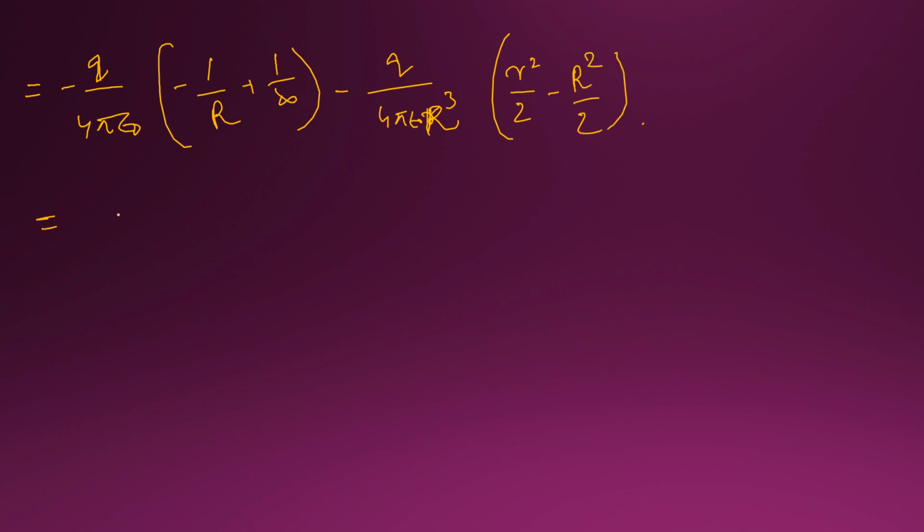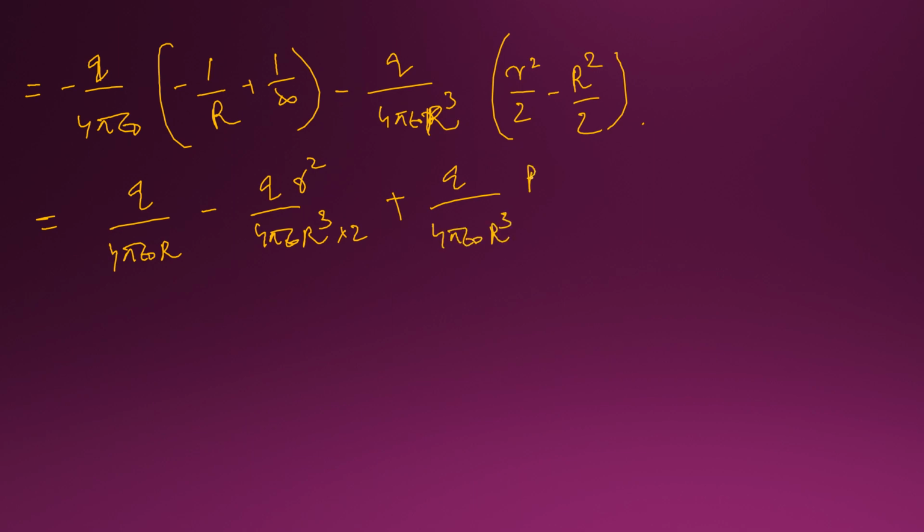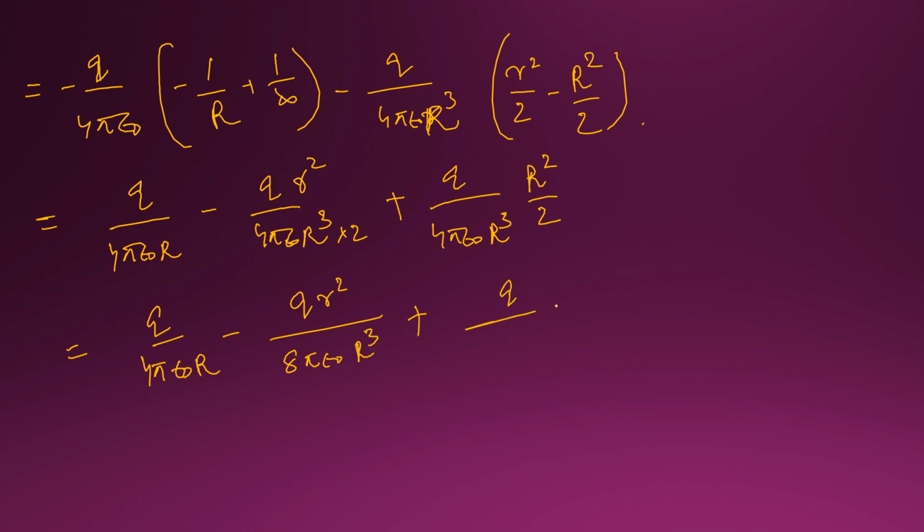Okay, so q by 4 pi epsilon naught r, minus this is 0, q by 4 pi epsilon naught r cube, r square by 2, plus q by 4 pi epsilon naught r cube, r square by 2. So q by 4 pi epsilon naught r minus q r square by 8 pi epsilon naught r cube plus q by 8 pi epsilon naught r.